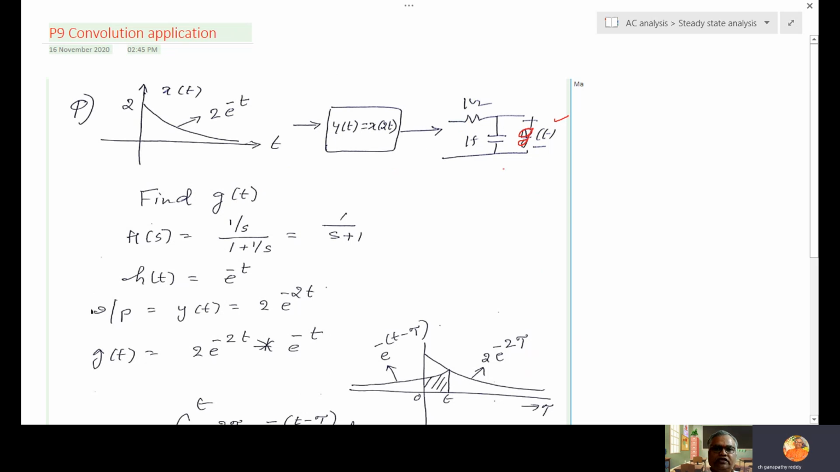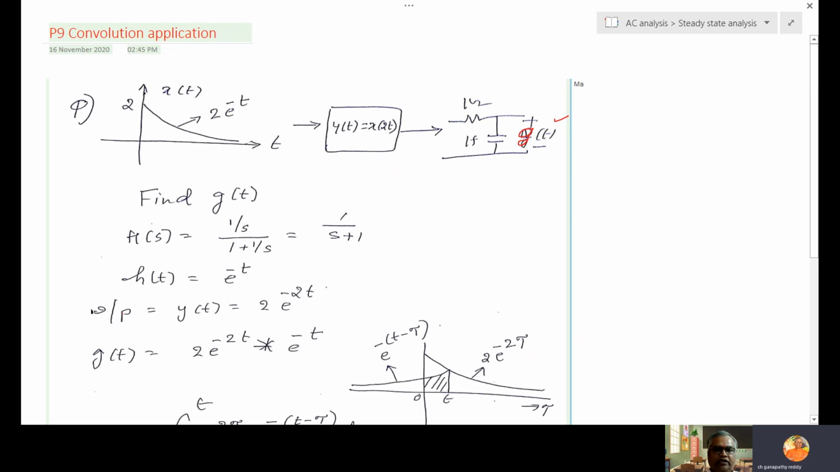So here the network is given. What is the standard thing? H of s. So what is H of s? 1 by s by 1 plus 1 by s using voltage division. 1 by s plus 1 is the transfer function. Then the inverse of this is h of t, e power minus t.